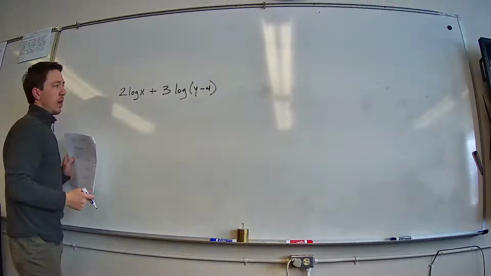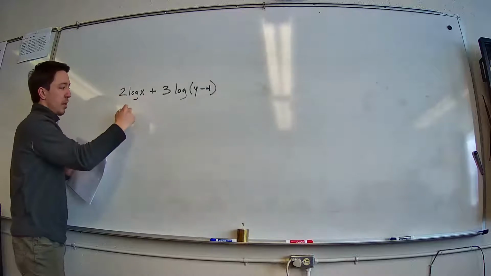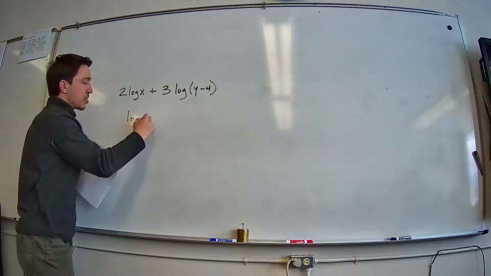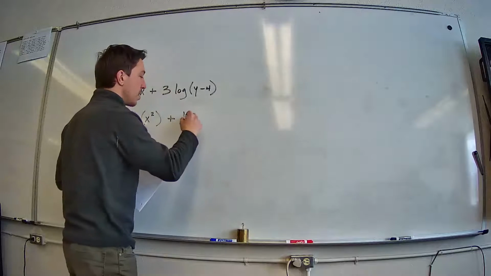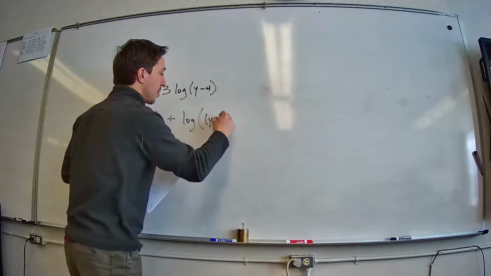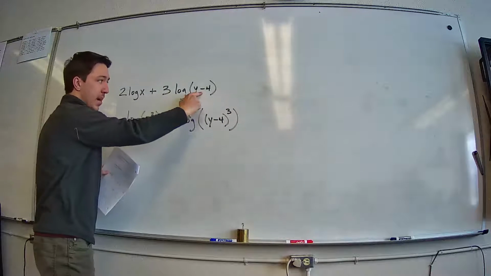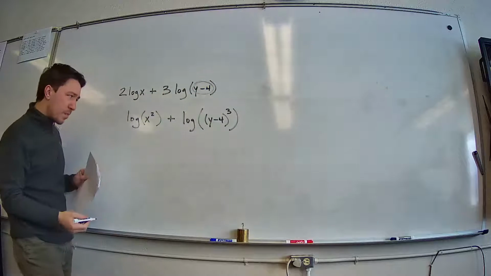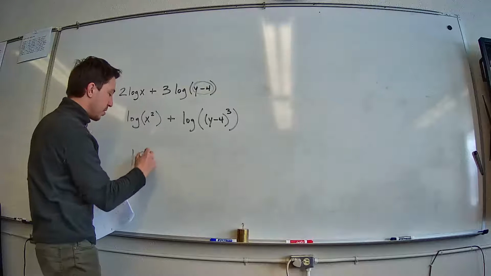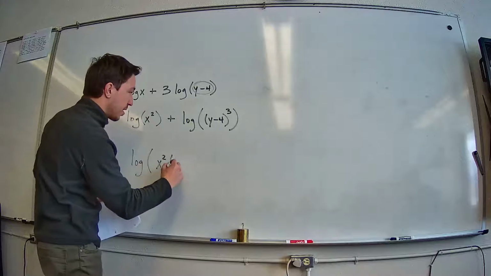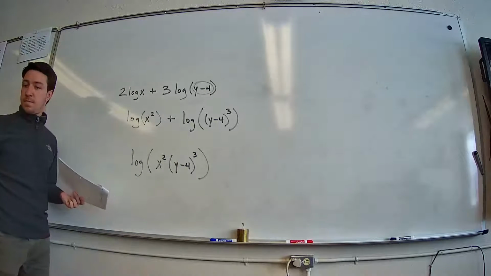So on this one, you'd go, well, what happens to this 2? That 2 is going to become an exponent on the log. So I have log of x squared. And how about this 3? Log of y minus 4. Yep, same thing. Now, don't try to get fancy. Just the thing you're taking the log of, this item here, gets raised to the 3rd power. And then I have log of a thing plus log of another thing, so that's going to turn it into log of the first thing times the second thing. And that's all there is to it.